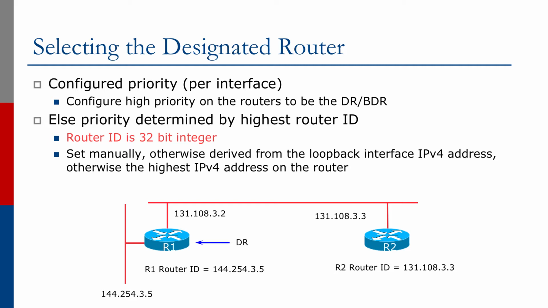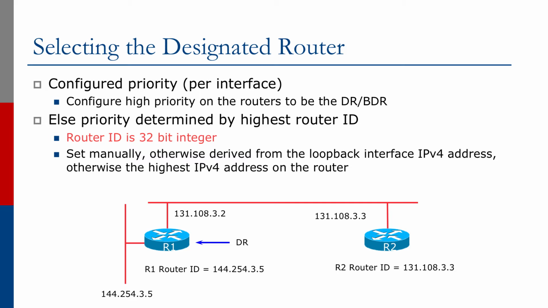The designated router is chosen according to configured priority, and that is set on the interface on the multi-access network. The highest priority router becomes the DR. The next highest priority becomes the BDR. If there's no priority set, or the priorities are left to the defaults, the priority is determined by the highest router ID. The router ID is a 32-bit integer.